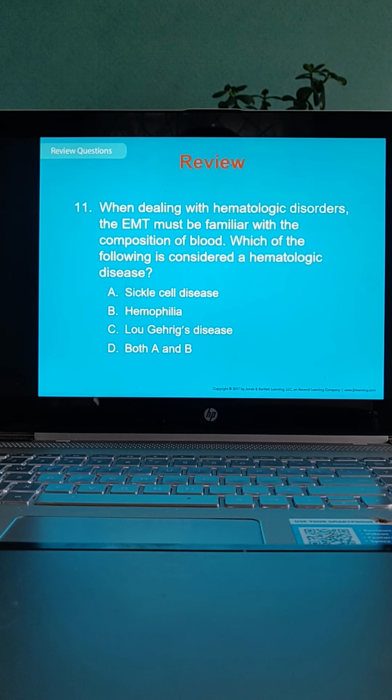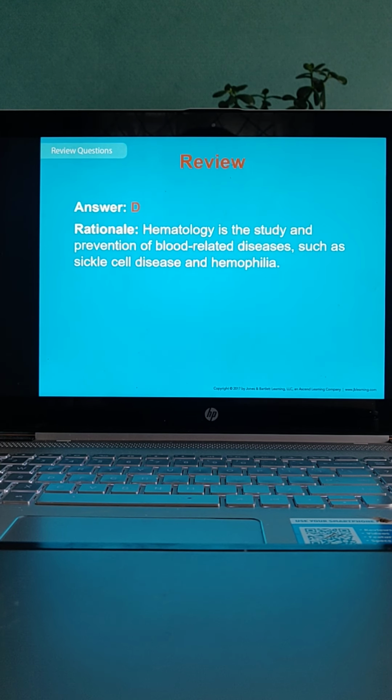Number 11. When dealing with hematologic disorders, the EMT must be familiar with the composition of blood. Which of the following is considered a hematologic disease? Sickle cell, hemophilia, Lou Gehrig's disease, or both A and B? We didn't talk about Lou Gehrig's disease. We talked about hemophilia, and we talked about sickle cell. So I would say it's D. Hematology is a study of prevention of blood-related diseases such as sickle cell diseases and hemophilia. Hemophilia being inability to clot.